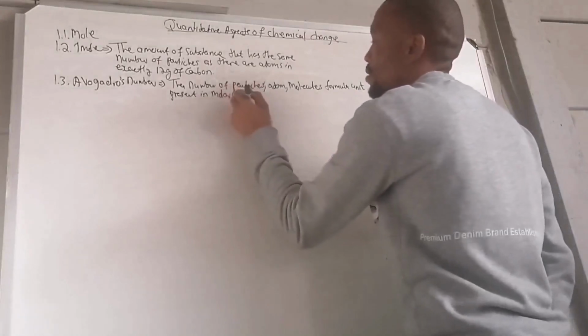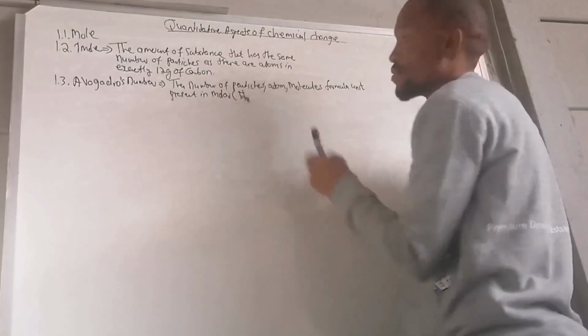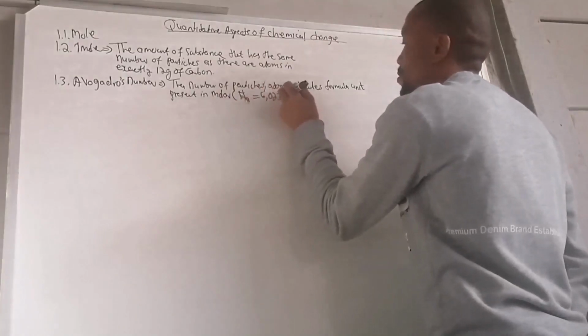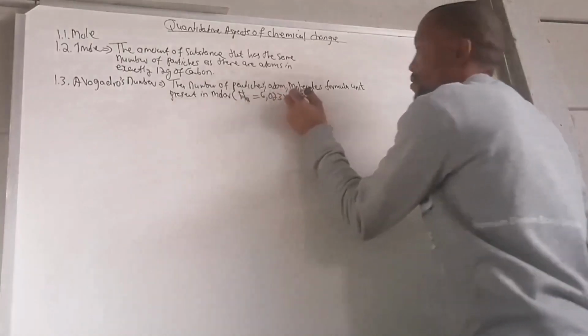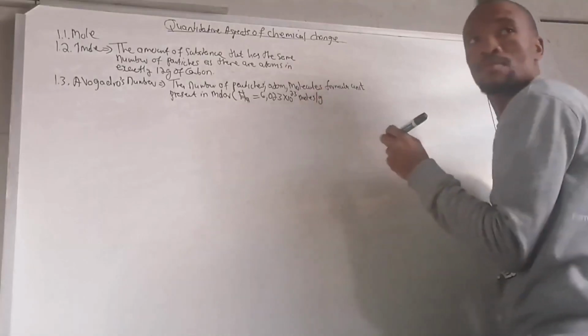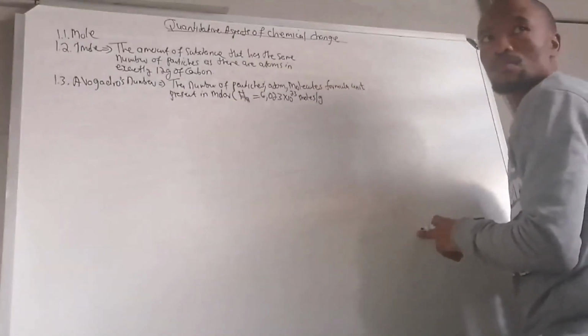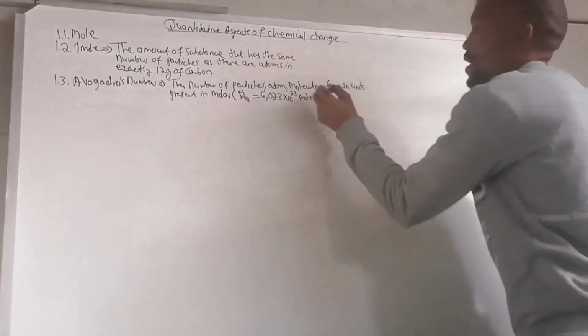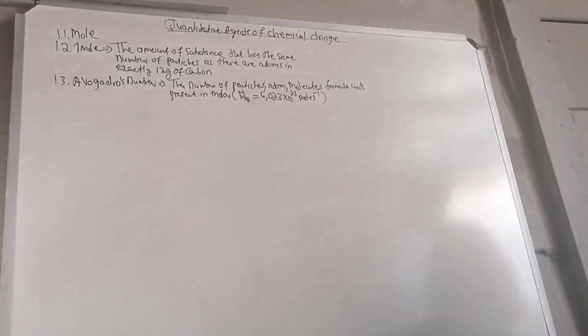Avogadro's number is equal to 6.023 multiplied by 10 to the exponent 23 per mole, that is mole to the power of negative 1. So that is Avogadro's number.